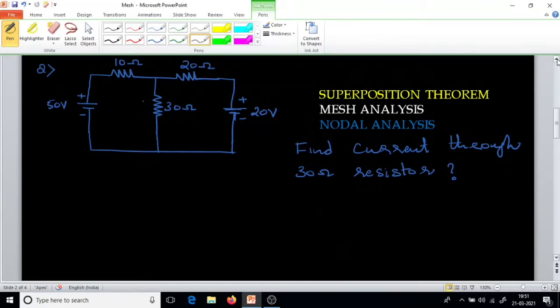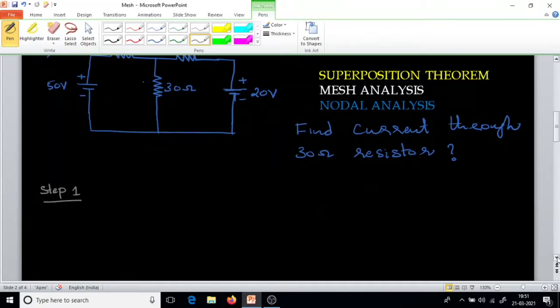In the superposition theorem, in three steps we will solve this problem. Step 1, we will consider only one source at a time, and the other source we will deactivate. So now first I will consider only the 50 volt voltage source.